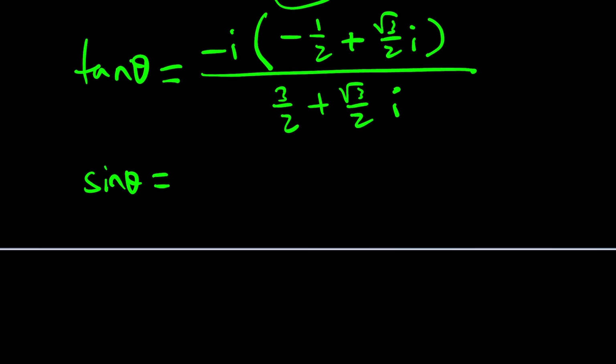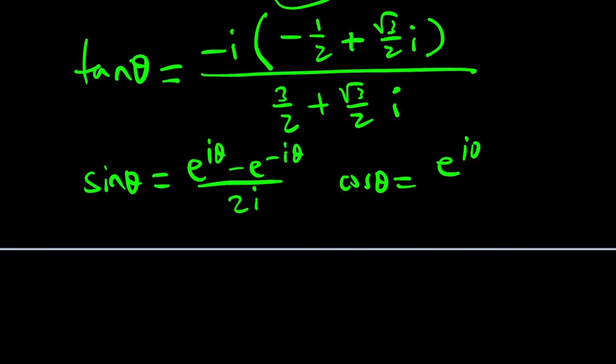Sine theta is e to the i theta minus e to the negative i theta divided by 2i. Cosine theta is e to the i theta plus e to the negative i theta divided by 2. Divide sine by cosine. The 2's are going to cancel out. Set it equal to this. Solve for e to the i theta, so on and so forth. That's a lot of work, isn't it? Yeah, there must be an easier way to do it.